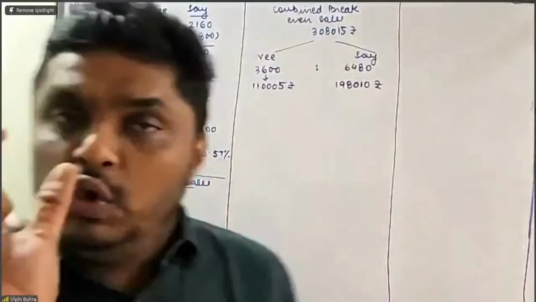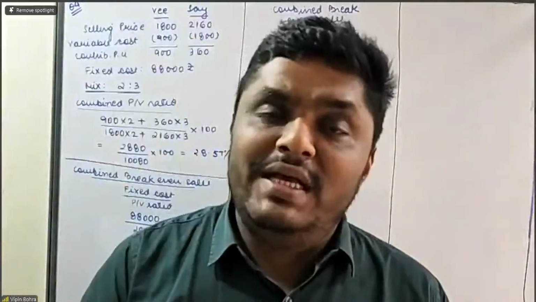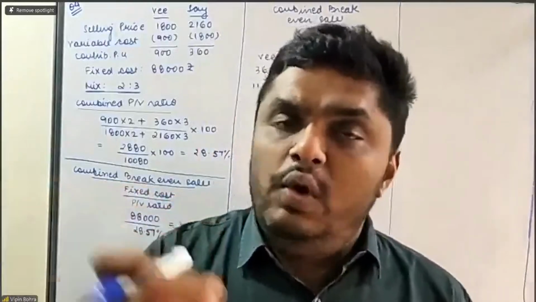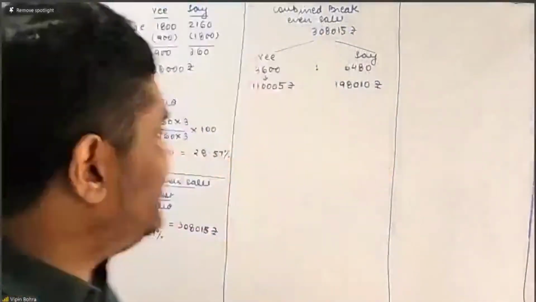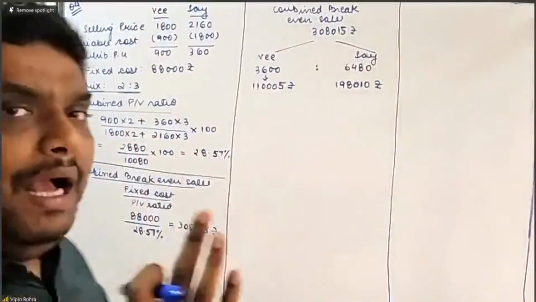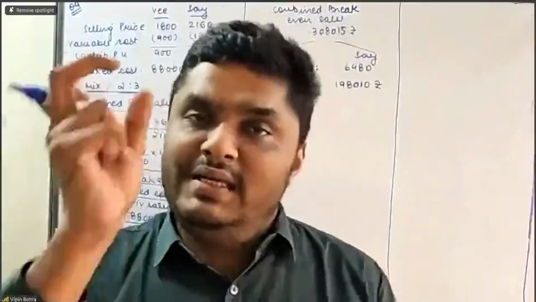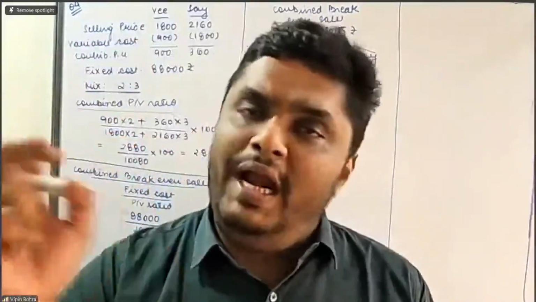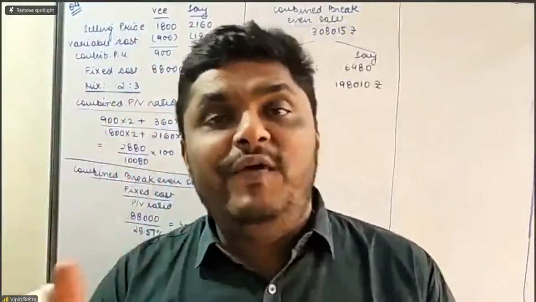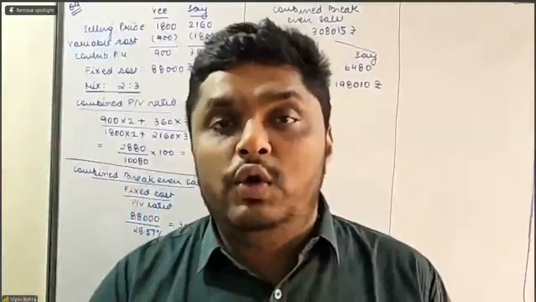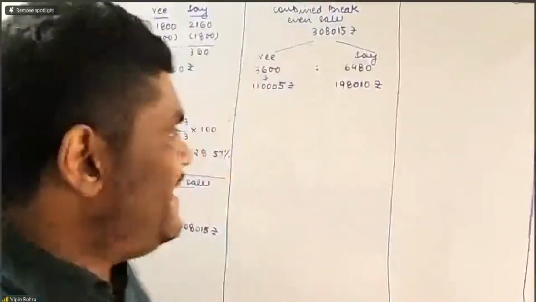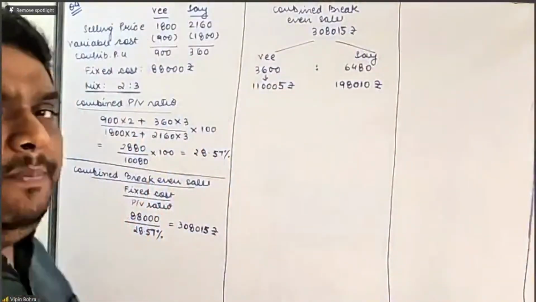Now, since there are two products and the fixed cost is given as a whole, the question is how to calculate break-even sales. To calculate break-even sales, we first have to calculate the combined PV ratio. I repeat, till now we discussed only one product, so we were able to calculate the PV ratio and break-even sales. But what if there are two or more products and the fixed cost is given as a whole? In that case, we first calculate the combined PV ratio.